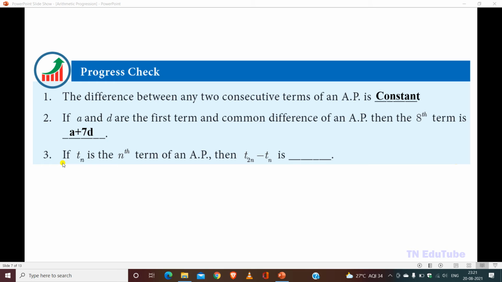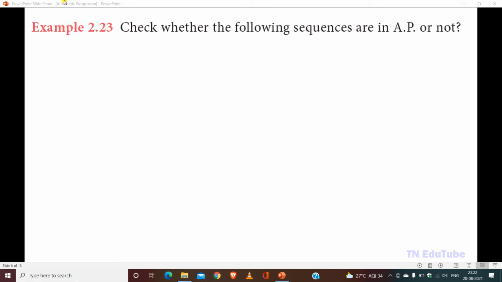So A plus 7D. If Tn is the nth term of an AP, then what is T2n minus Tn? T2n means A plus 2n minus 1 into D, minus Tn, which is A plus n minus 1 into D. When you are cancelling the A's and simplifying 2nD minus nD, you get nD. Then we see this exercise 2.23. Check whether the following sequences are in AP or not.